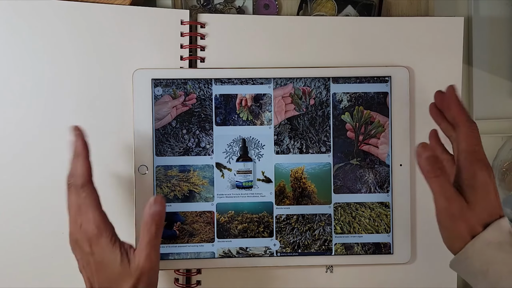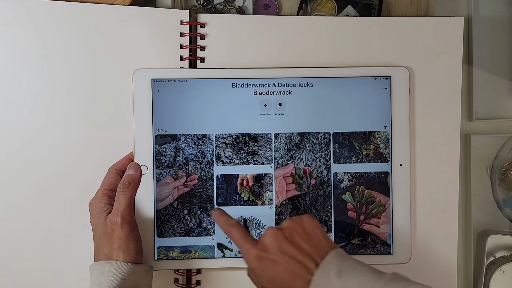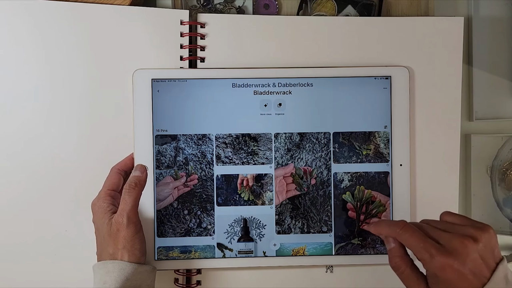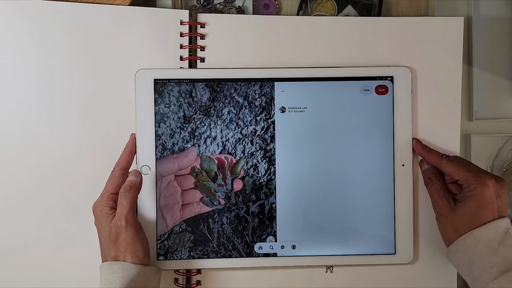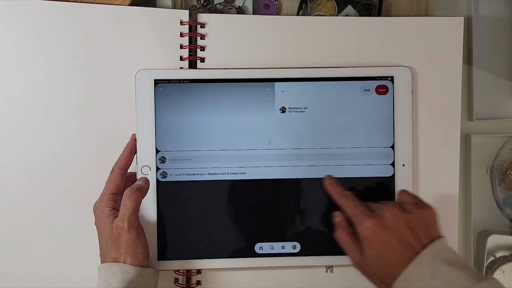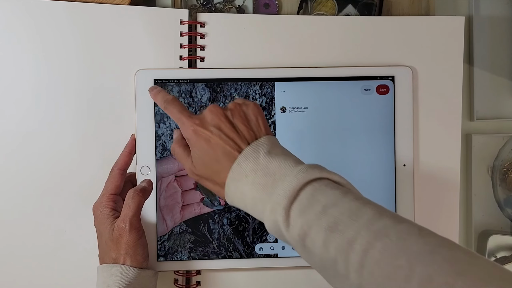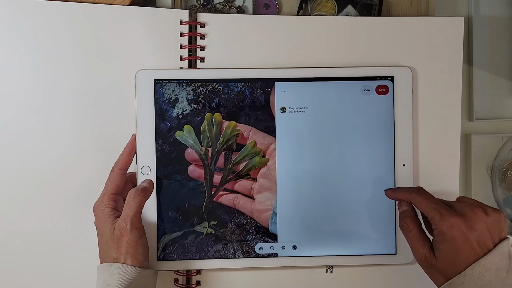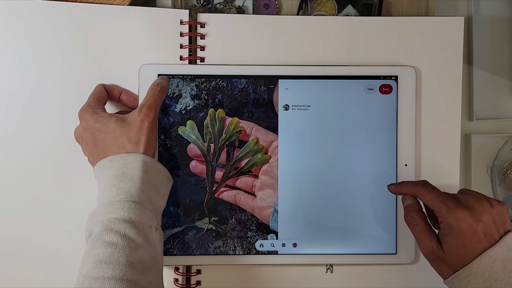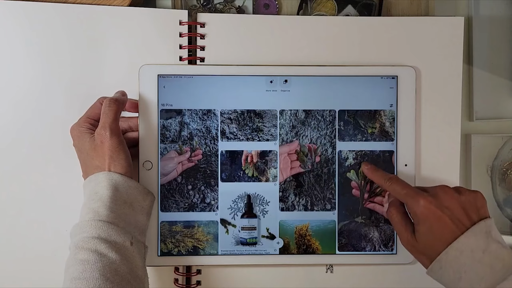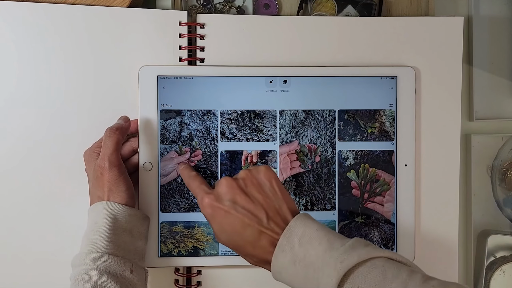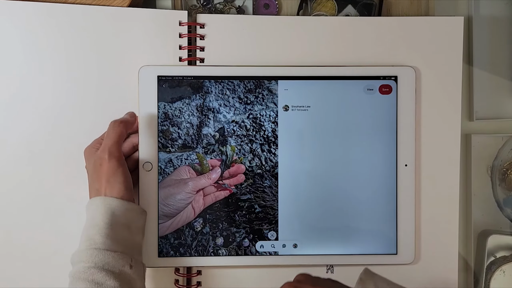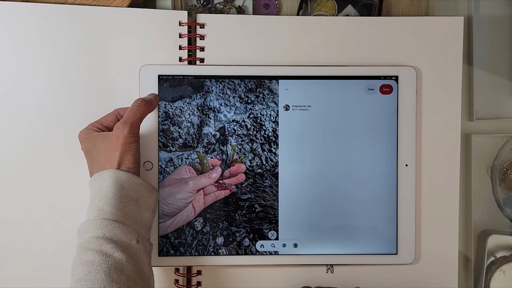So this is a private pin board that I have on Pinterest, but I also have a number of pictures that I managed to take myself when I was out in some tide pools, and I found some bladderwrack. And both me as well as my partner for this project can then fill up albums in Pinterest with these really useful reference photos.